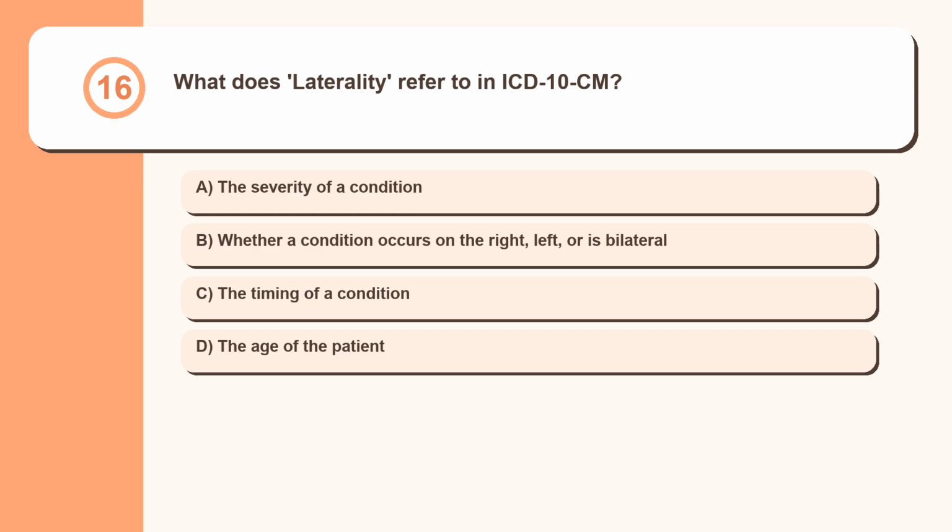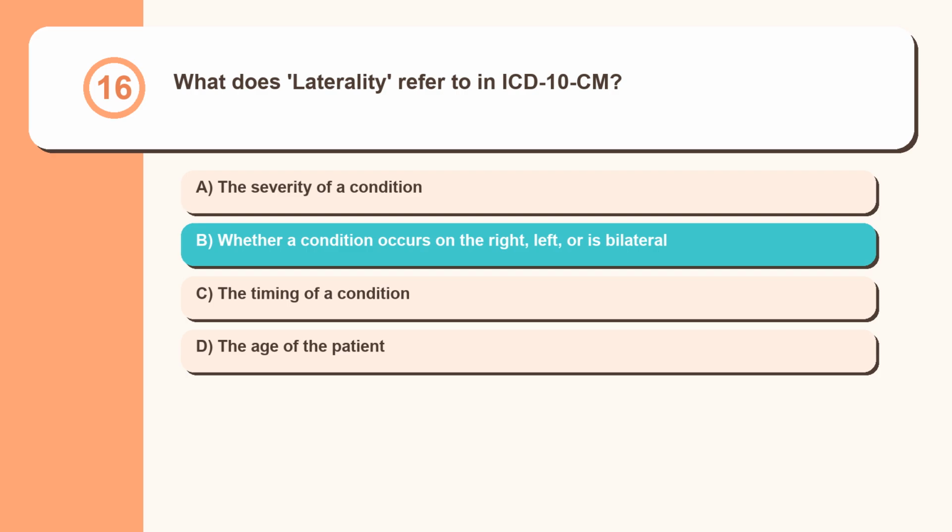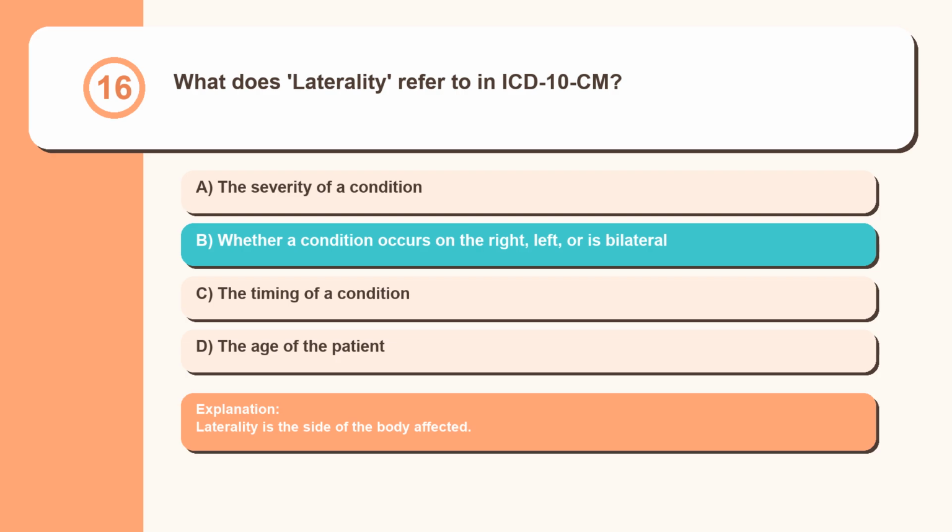Question 16. What does laterality refer to in ICD-10-CM? The severity of a condition. Whether a condition occurs on the right, left, or is bilateral. The timing of a condition. The age of the patient. Laterality is the side of the body affected.